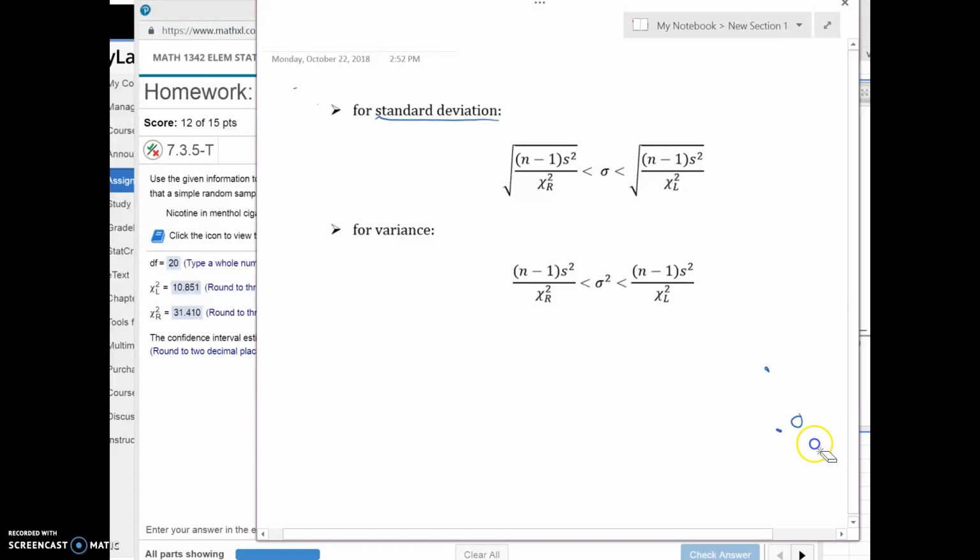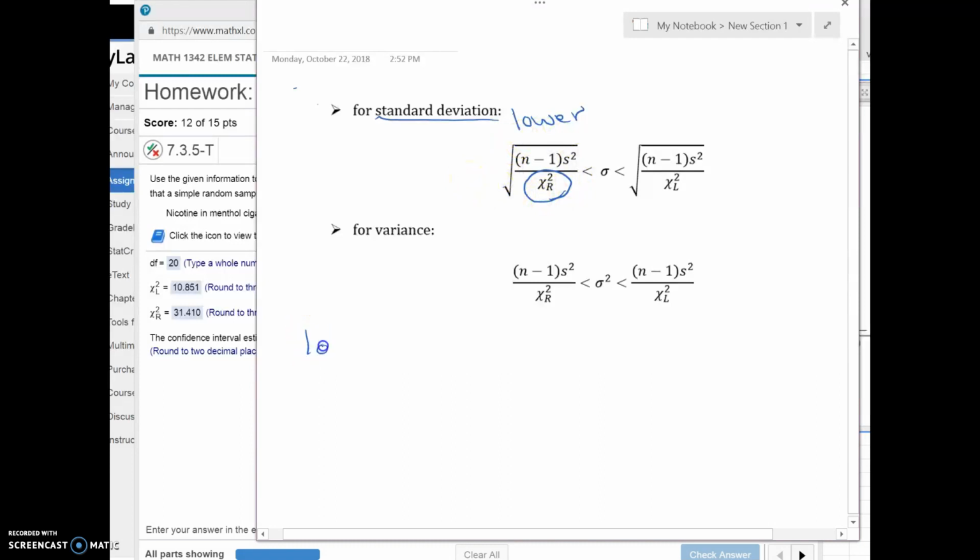But other than that, they're exactly the same calculations. One thing to notice though is the lower bound uses the chi-squared to the right, which is a little confusing, but remember the chi-squared to the right is a bigger number than your chi-squared to the left. So if you're dividing by a bigger number, you're going to get a smaller value. So that will give you the lower bound.